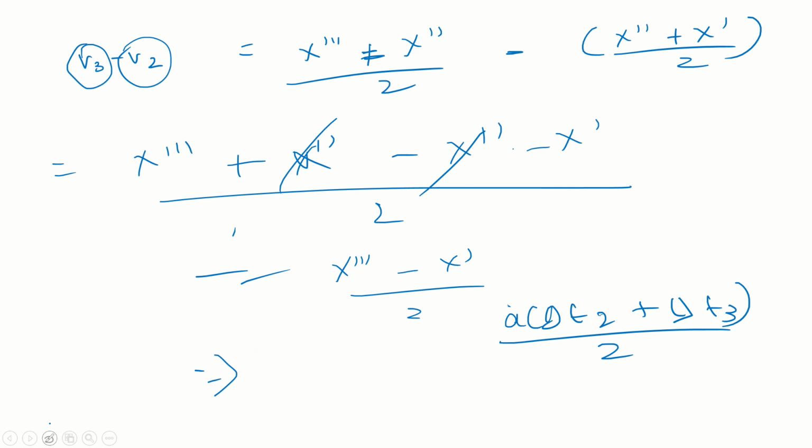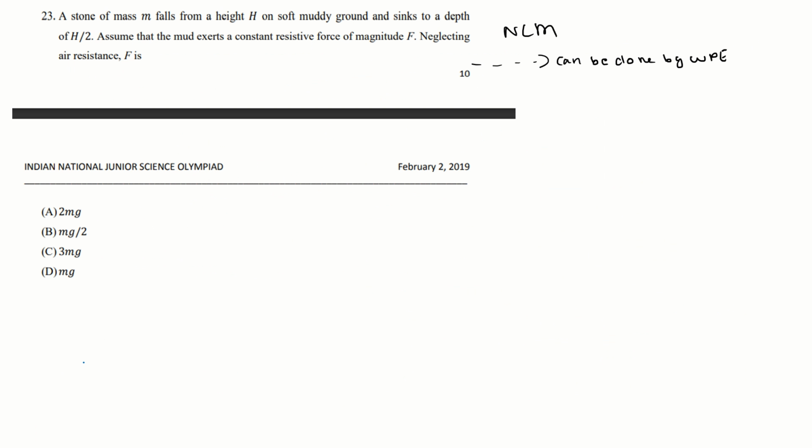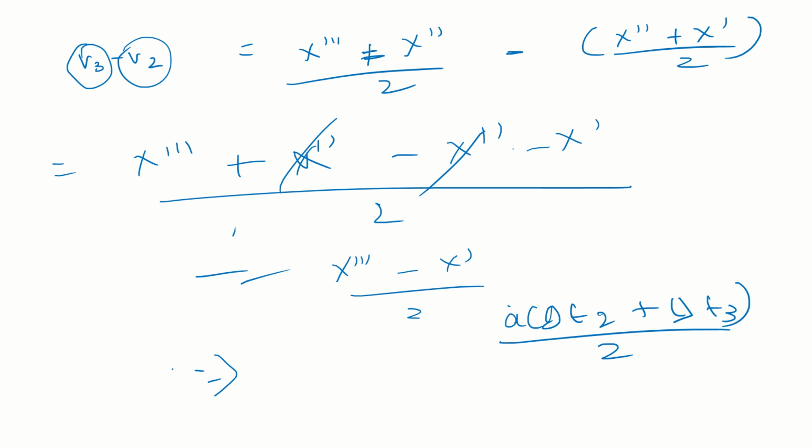So if we divide the equations, why are we dividing? Because it's literally divided here. If you transpose it, you will get V2 minus V1 upon V3 minus V2. So if we divide it, sorry, I keep going this way.